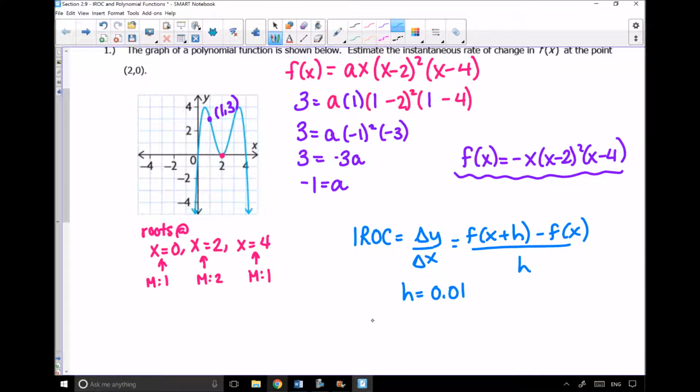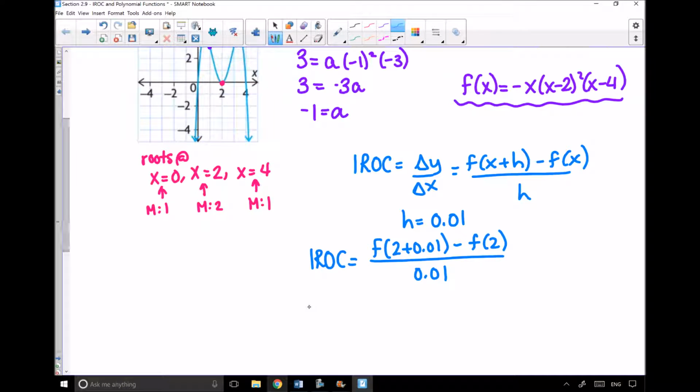So right here, when I do this, I'm going to have f of, we know our x value, we want it to be at 2. So we're going to do f of 2 plus 0.01 minus f of 2 all over 0.01, because that's what h is. So that's what my instantaneous rate of change is going to be. So basically, my instantaneous rate of change is f of 2.01 minus f of 2 all over 0.01. Then I'm going to go ahead and evaluate that and see what I end up getting.